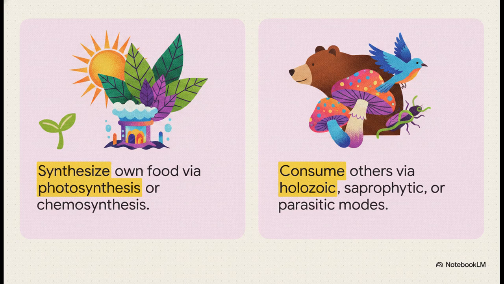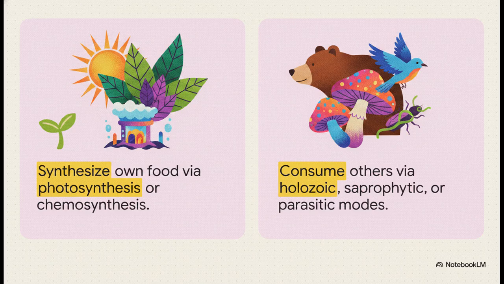Plants use sunlight in photosynthesis, while some really intense monerans like archaeobacteria living in extreme deep-sea vents use chemicals in a process called chemosynthesis. On the flip side, heterotrophs have to acquire their fuel externally. We just talked about animals being holozoic, ingesting food directly, and fungi being saprophytic, absorbing dead matter. There are also parasites distributed across multiple kingdoms that feed straight off a living host.